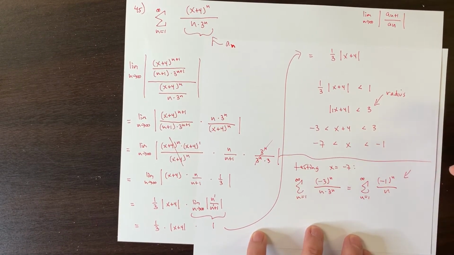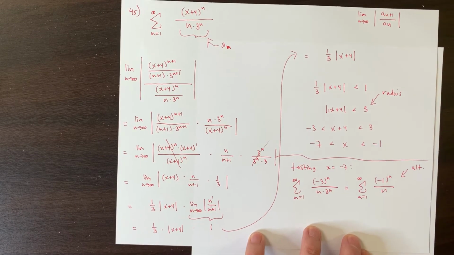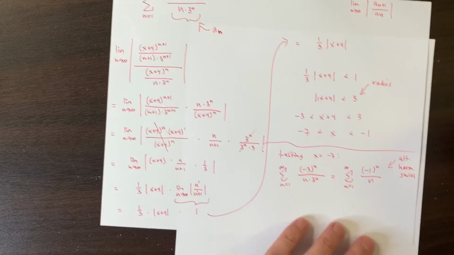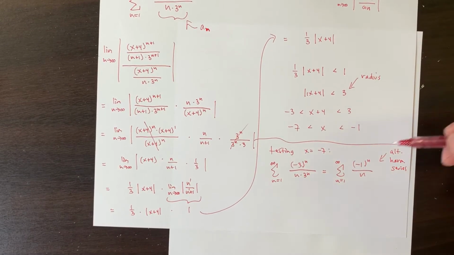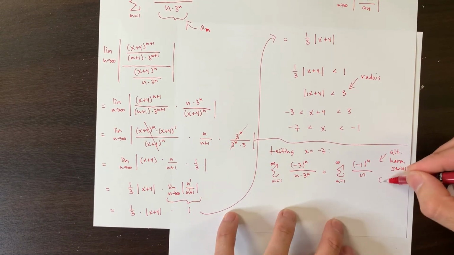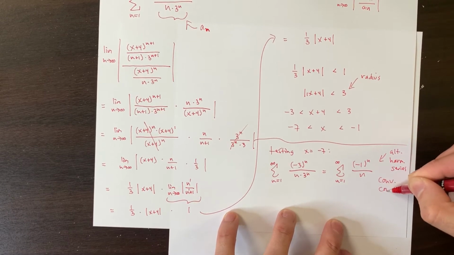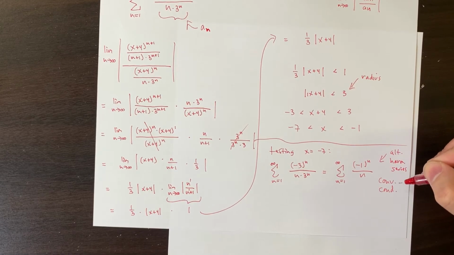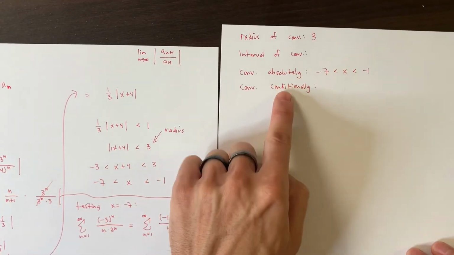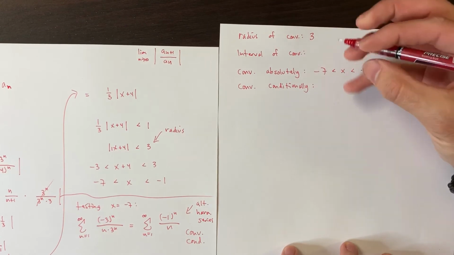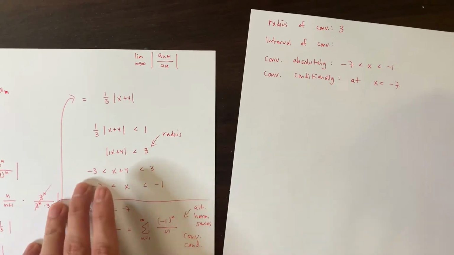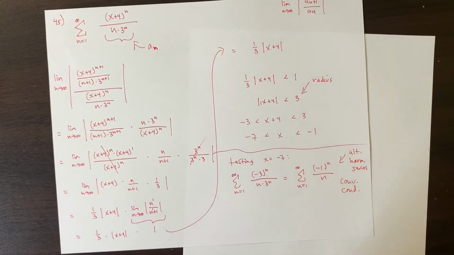Now, it is a matter of recognition. This is what we call the alternating harmonic series. And we use prior knowledge and facts and rote memorization to recall that the alternating harmonic series, that series converges conditionally. So here for converges conditionally, we can say that this happens at, for sure, x equals -7. How did I know this? Again, it's a matter of just memorization at this point.